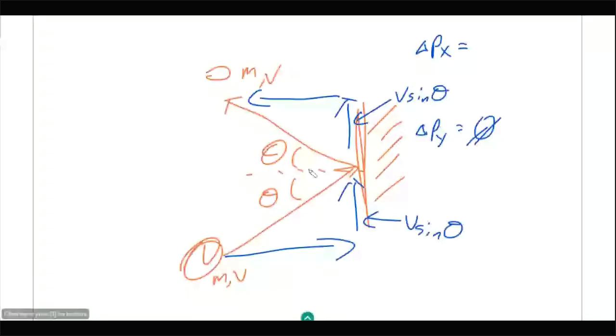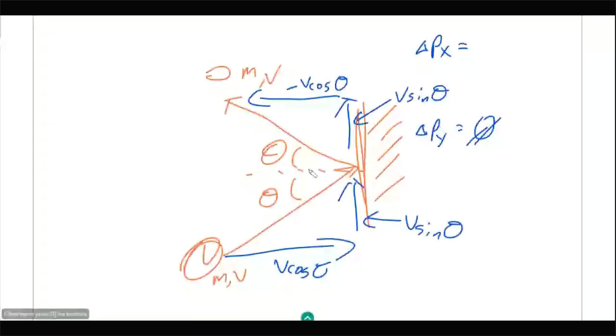In this case, we have v sine theta, the same velocity before and after, and the same mass doesn't change. So the vertical stuff doesn't change at all. In the horizontal one, we would have this be v cos theta, and in this one would be, let's say, negative v cos theta. Or you can switch the negative around.